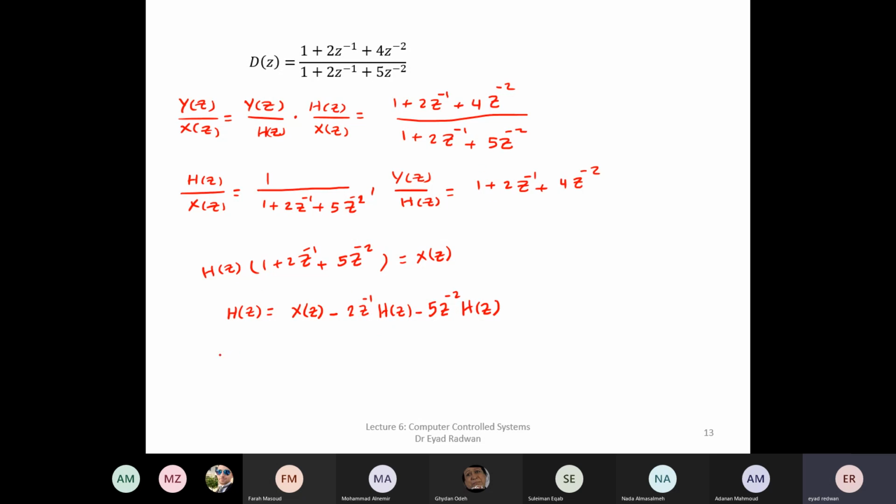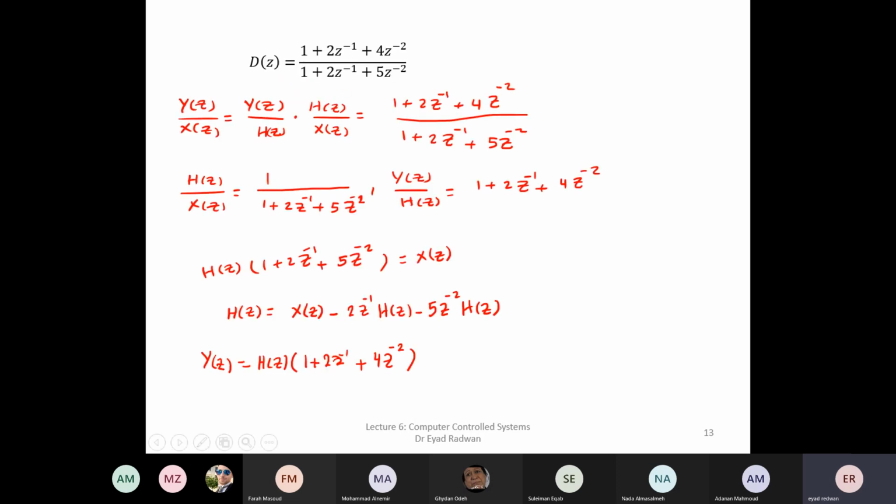And from the second equation, I can write the output y of z as a function of h of z. As you can see, y of z equals h of z multiplied by 1 plus 2z to power minus 1 plus 4z to power minus 2. I've got these two equations, so we come to implement this now. It's ready for implementation.